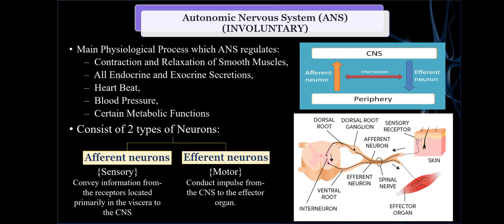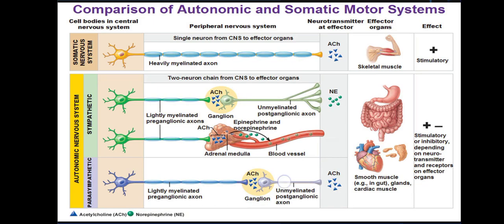The autonomic nervous system consists of two types of neurons, afferent neurons that are sensory neurons that carry information from receptors located primarily in the viscera to the CNS, and efferent neurons, which are motor neurons that conduct impulses from the CNS to effector organs. Now let's study the difference between somatic and autonomic nervous system.